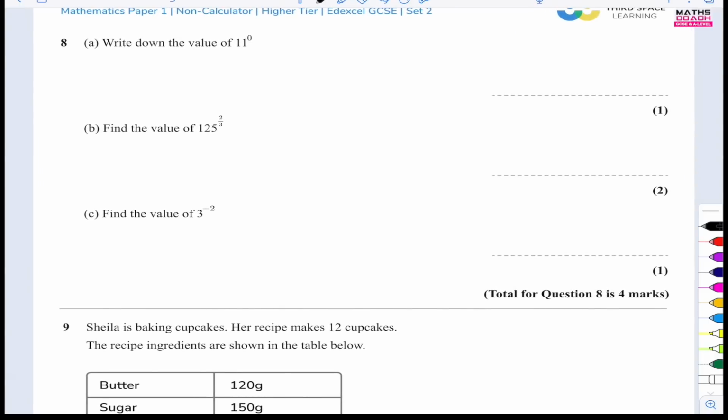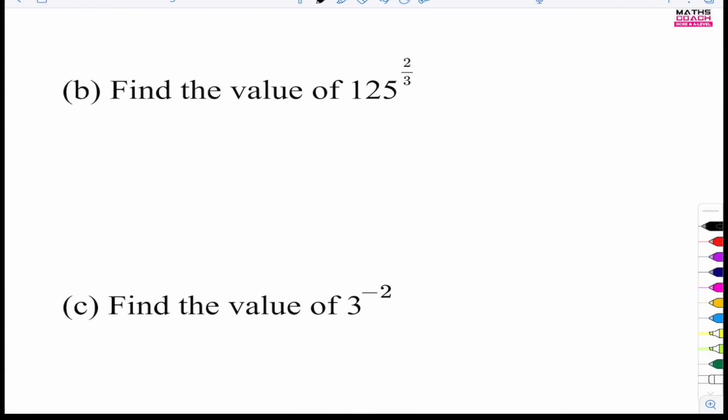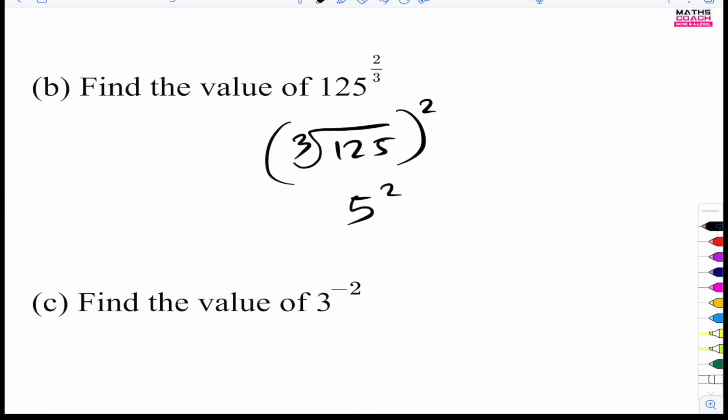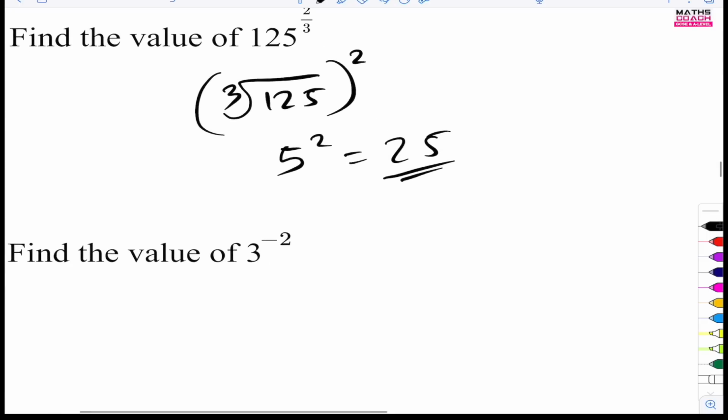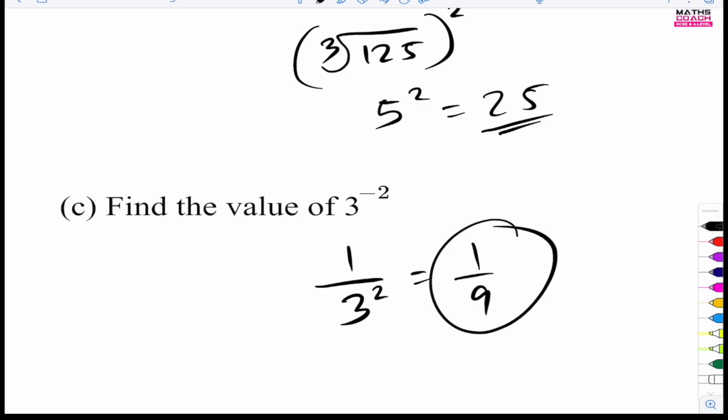Write down the value of 11 to the power of 0. Anything to the power of 0 is 1, so that's your answer. Find the value of, let's zoom in because this might be hard to see, 125 to the power of 2 over 3. So the 3 does a cube root, so the cube root of 125, and then the power of 2. What's the cube root of 125? It is 5, so it's 5 squared, and that gives us 25. So that's the answer. Part C, find the value of 3 to the power of minus 2. When you see a minus in the power, it's just 1 over that number with the positive version. So 1 over 3 to the power of 2, and that is 1 over 9. So that's your answer there.